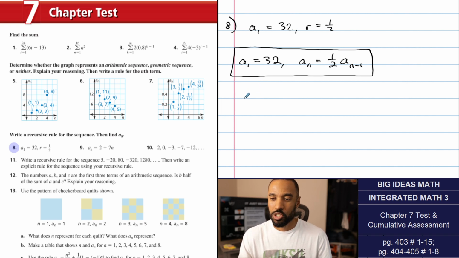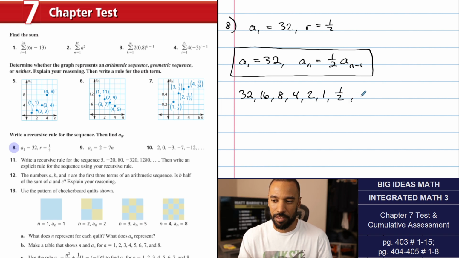So a sub 1 is 32. So here's the first term. Half of this is the second term. Third term, fourth term. Fifth term, sixth term. Half of 1 is 1/2. Half of a half is a quarter. That's the 8th term, so it's 1/8. This is a sub 9.